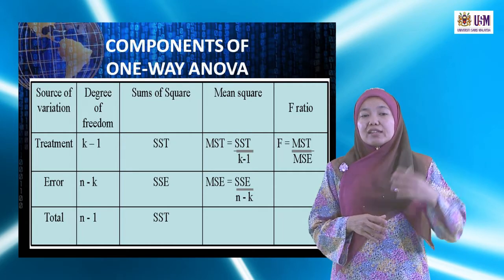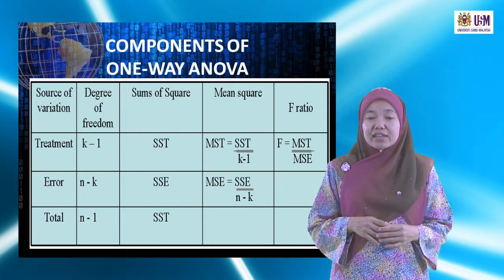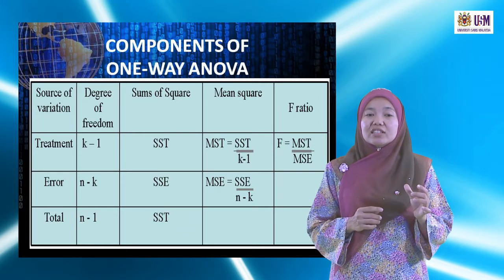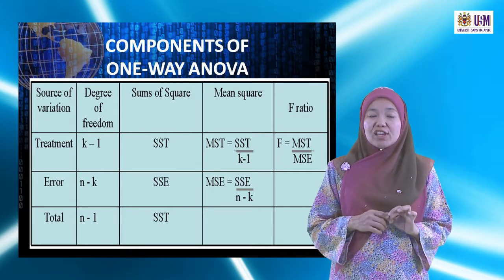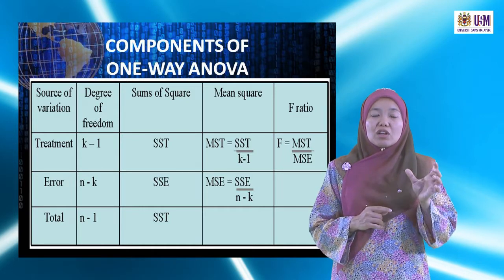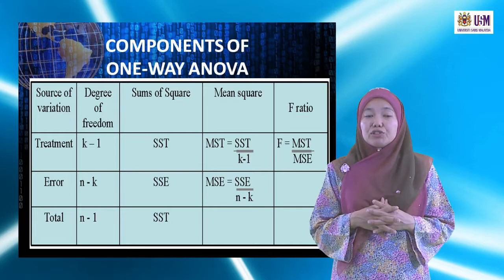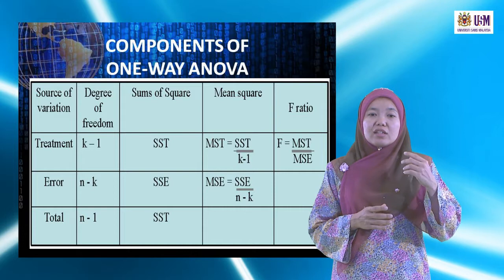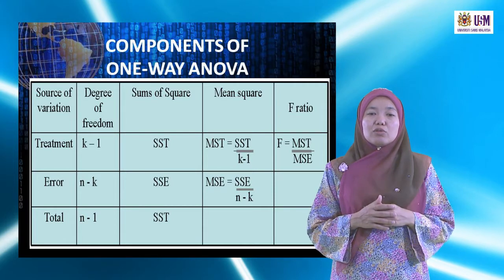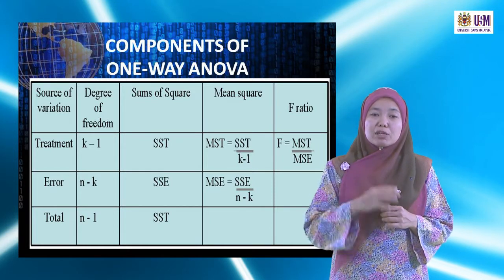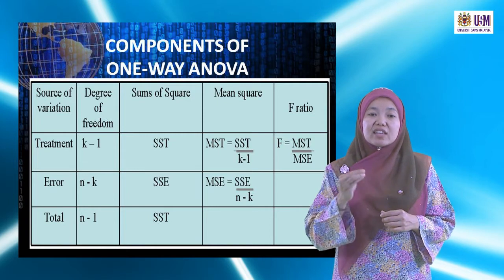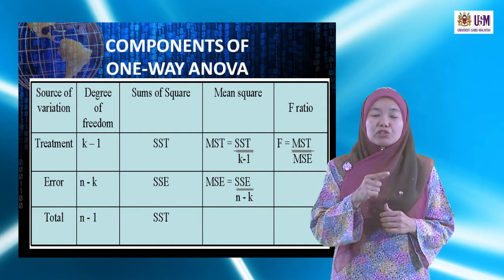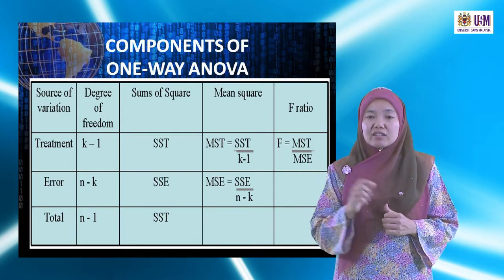Let's look at the first column on the left-hand side of the screen. So the first column is explaining the source of variations. The source of variation can come from the different treatments or the different groups just now. So you will come out with sum of square for treatment. So that's known as SST. The third column, for sum of square for treatment, we use the symbol SST.